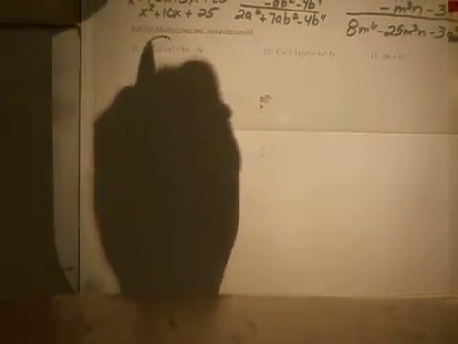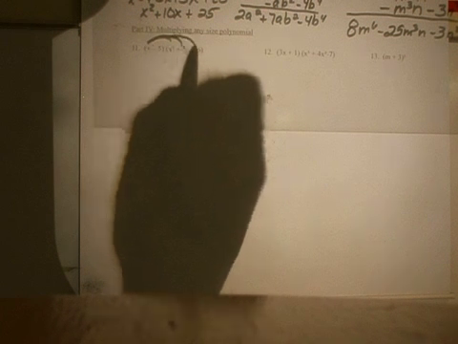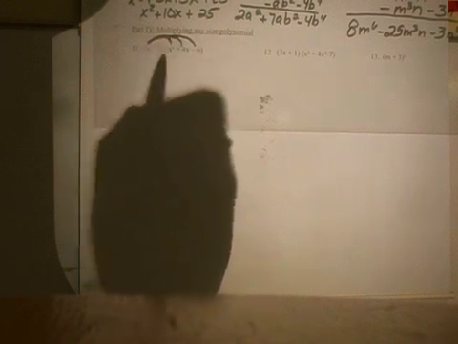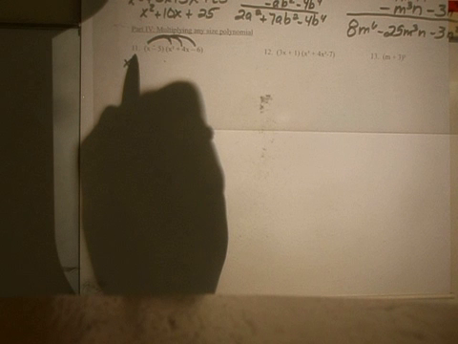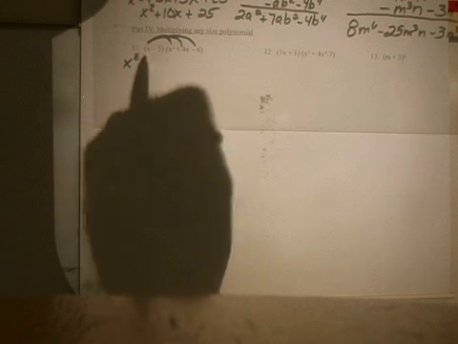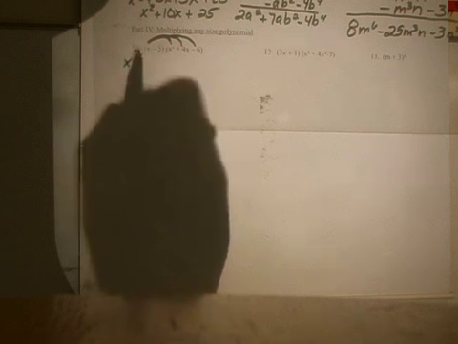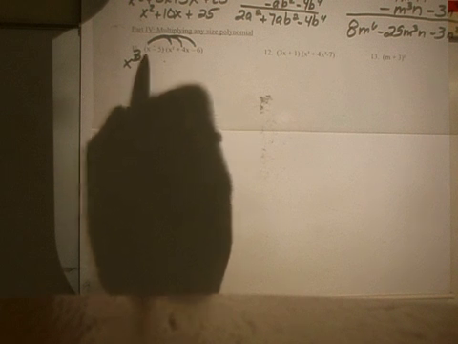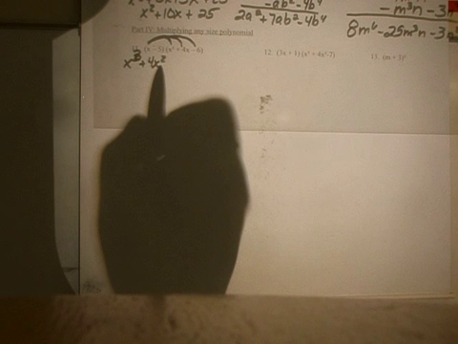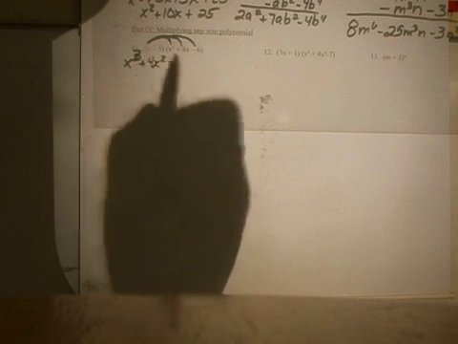And the last type of question that we're going to do, we have a binomial times a trinomial, and we need to do a distributive property twice. X times x squared is x to the 3rd. X times 4x is 4x squared. X times negative 6 is a negative 6x.